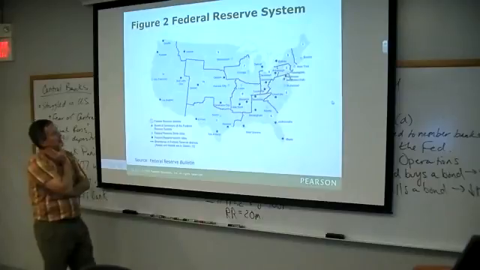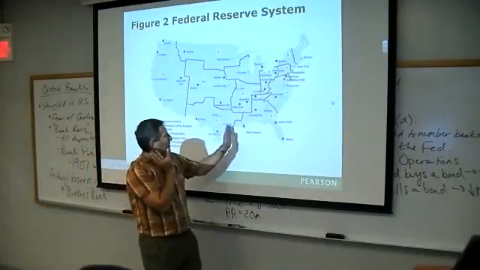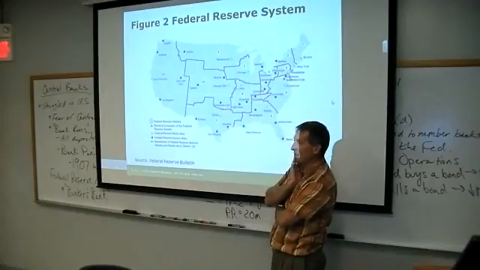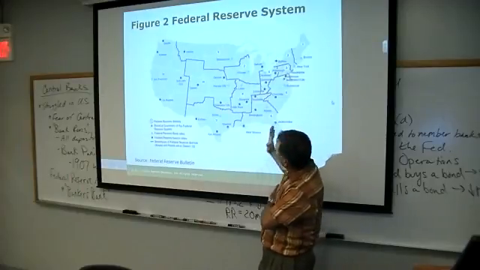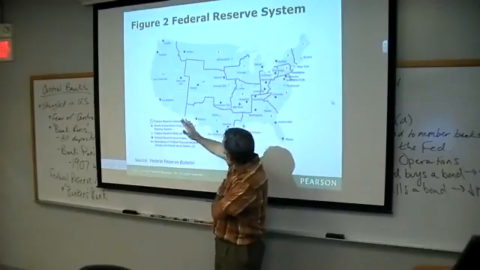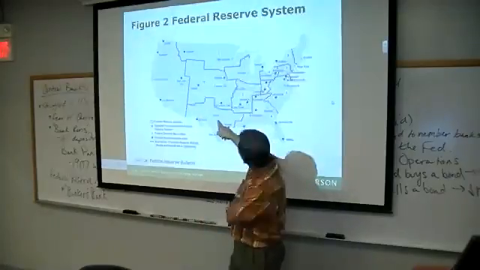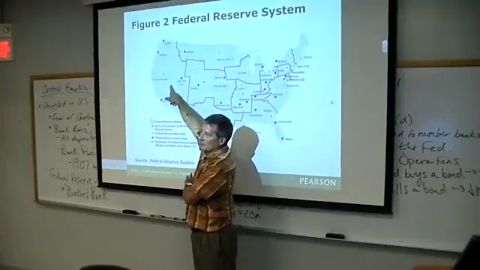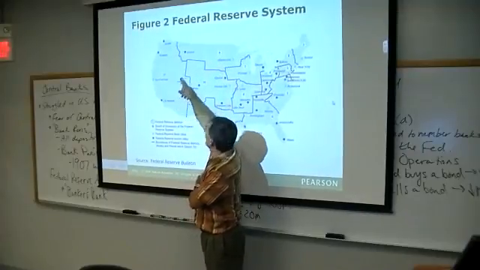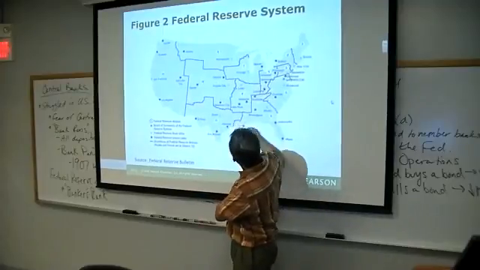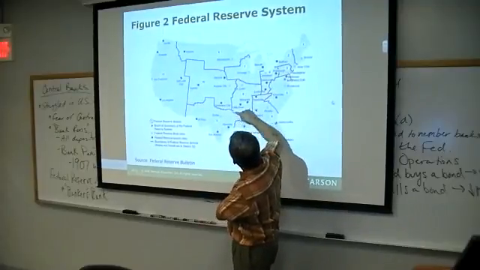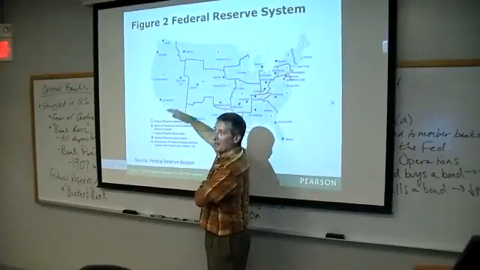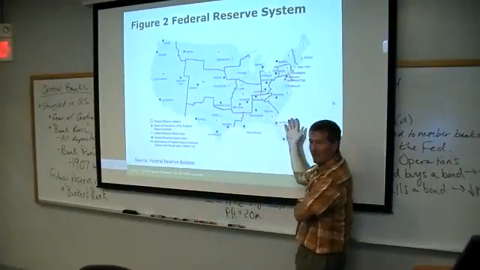How many banks do we have over the western half of the United States? Depending on how we define west, 1, 2, 3, 4. So there's only 4 of the 12, and if we follow this up through here, that represents a lot more geography than over here.